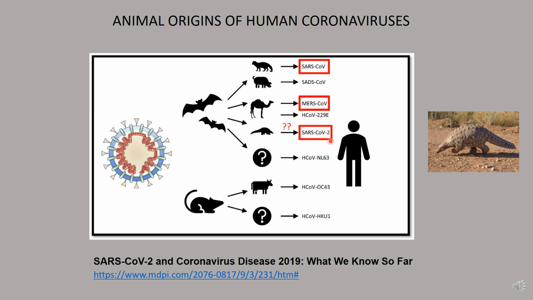A pangolin is a mammal that has a body with horny overlapping scales, an elongated snout, and a long sticky tongue for catching ants and termites. Pangolins are sold in Asian markets.